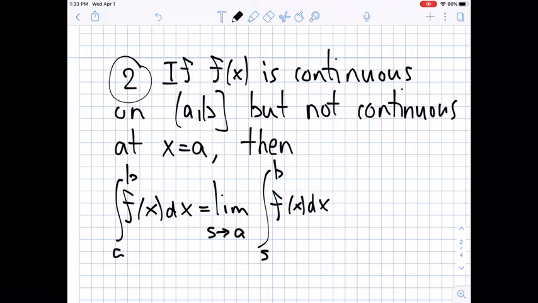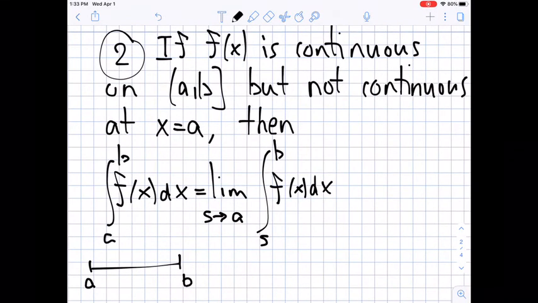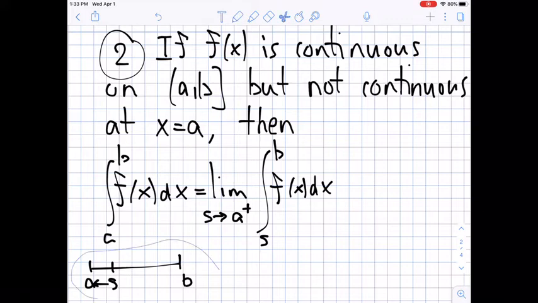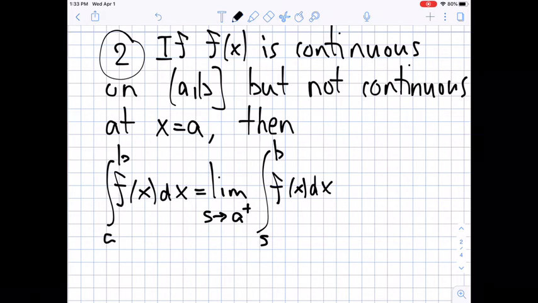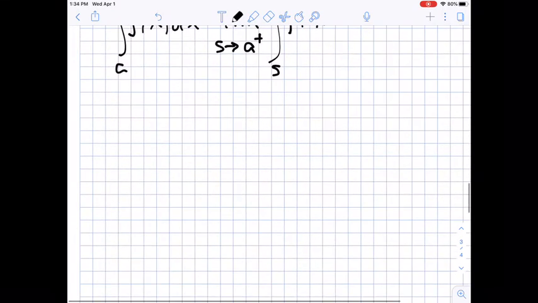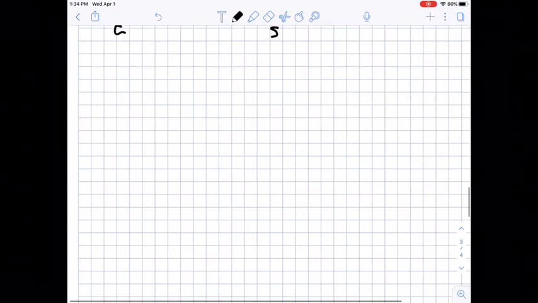And this time, again, if you have any doubt, we have a, we have b, and we're staying away from a because that's where the discontinuity is. So in this case, s will be approaching a from the right. Okay, and so that is our definition for how to deal with a discontinuity at the lower limit of integration. One more thing, okay, sort of the worst case scenario, but this is also what happened with 1 over x squared.